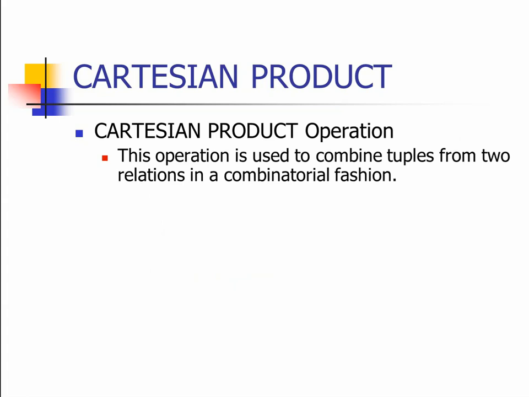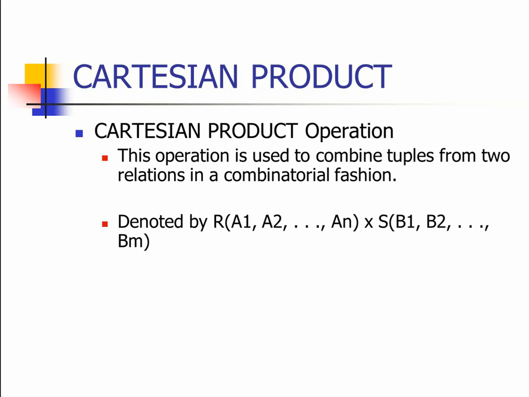The Cartesian product, as I always tell my students, is like a monster operation. Why am I saying it's a monster operation? Because it will generate a huge table. This operation is used to combine tuples from two relations in a combinational fashion. So what's going on here is that I have two tables and I want to put them together.